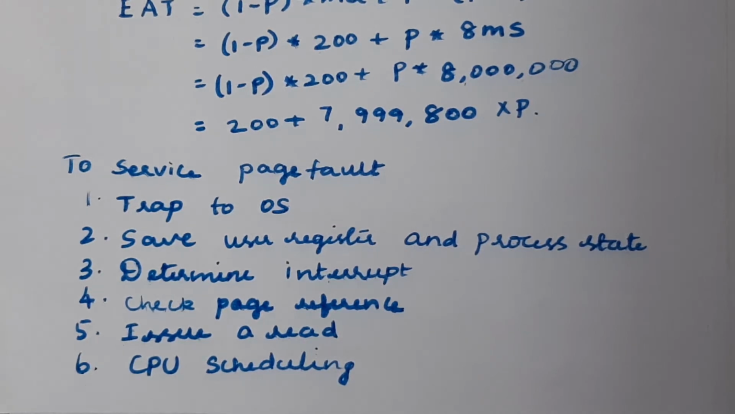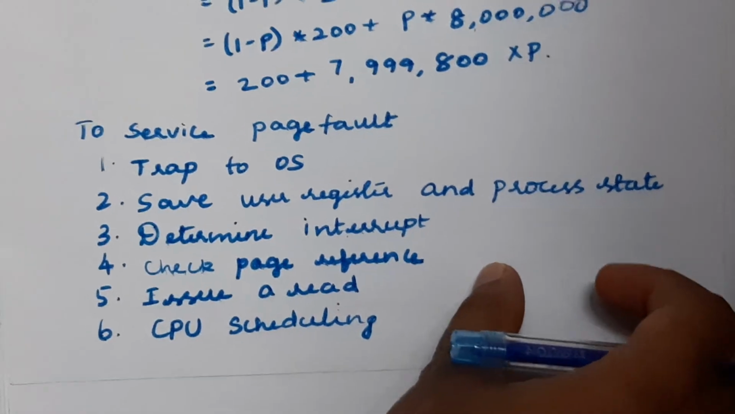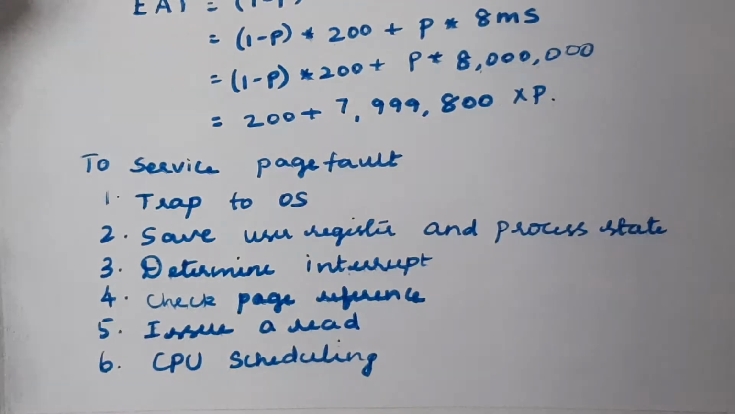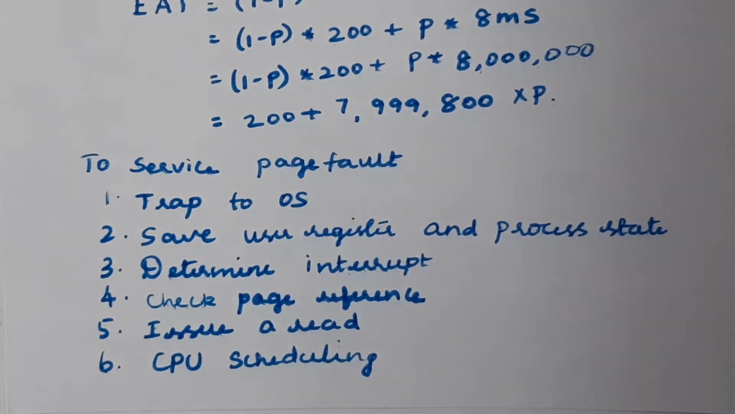Suppose you access the memory and you are getting a page fault, so what are all the steps to be followed? That we will discuss later on. We will discuss the example for effective access time. So if you look at this, to service the page fault, if you get the page fault, how can we respond to that page fault?